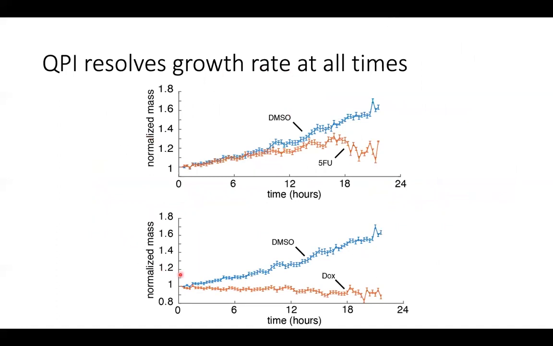With doxorubicin, it is clear that almost immediately it starts to affect the cells and the cells start to lose mass and die. With the 5-FU, on the other hand, for the first 8 hours or so, the cells grow almost indistinguishably from the control, and only then do they start growing at a slower rate, and only at 18 hours do they start losing mass and dying.